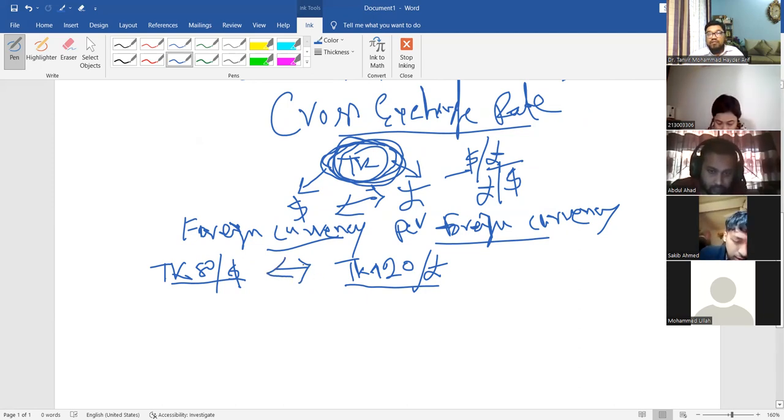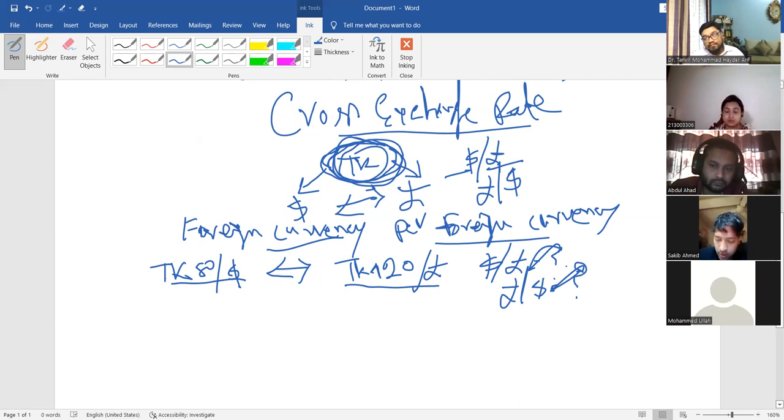You have collected this information from your bank. Based on this, you can determine the exchange rate between dollar and pound, or pound and dollar, equals to what? How can you determine it? We have already learned how to determine indirect exchange rate from direct exchange rate. If taka 80 per dollar, we can convert this: 1/80 dollar per taka.